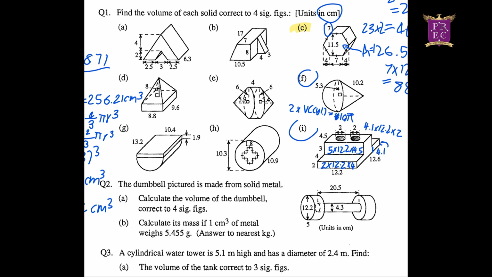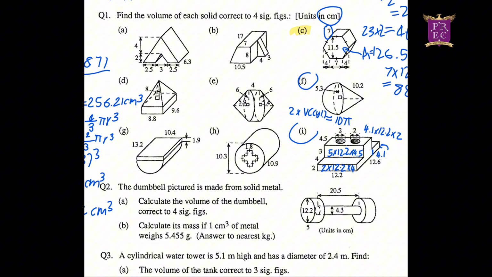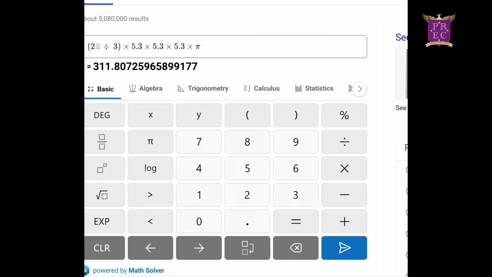Alright, so we've got 10 pi for the volume of the 2 cylinders. I'll just write it again. Now, what we need to do is to find the individual volumes of these 3 structures and take away 10 pi. Let's put that in the calculator now. Let's delete all this.